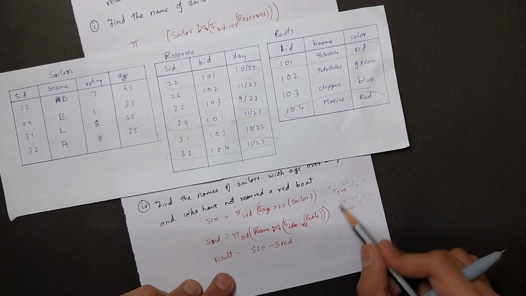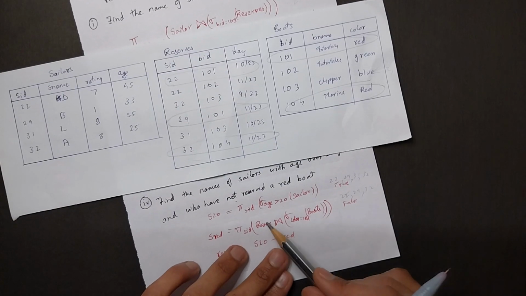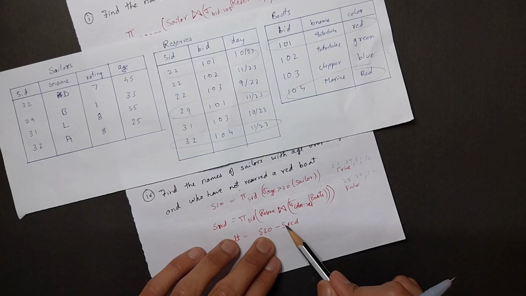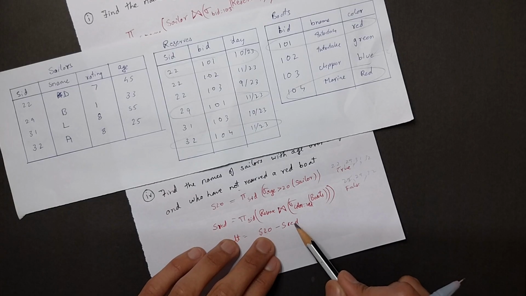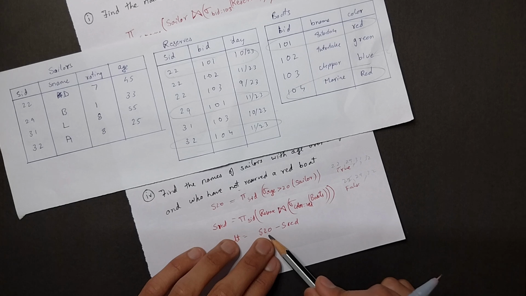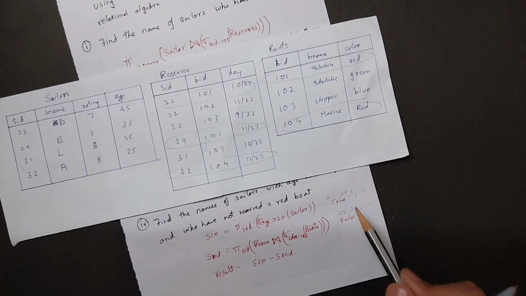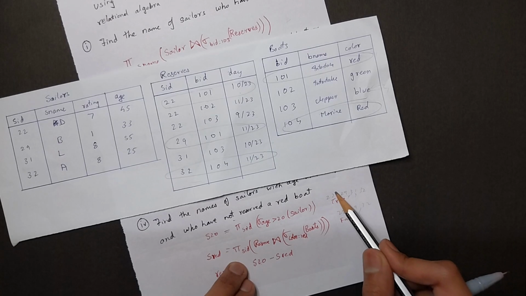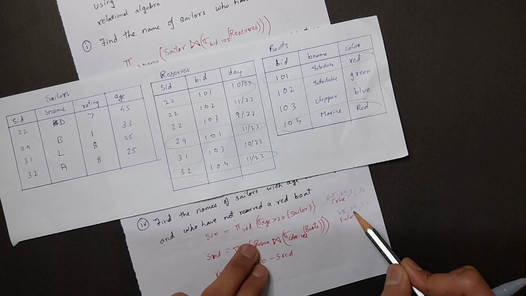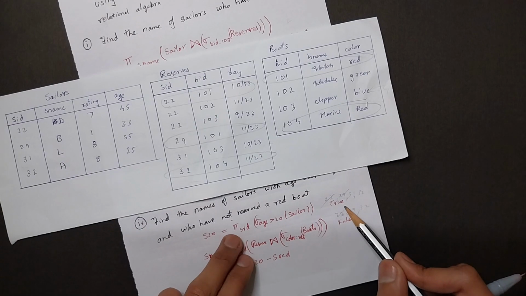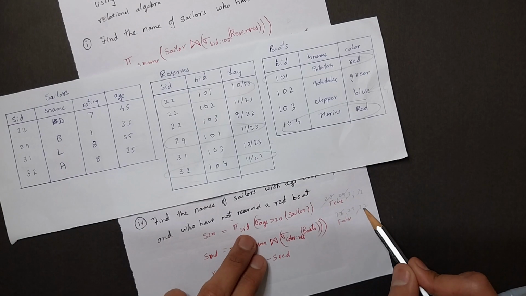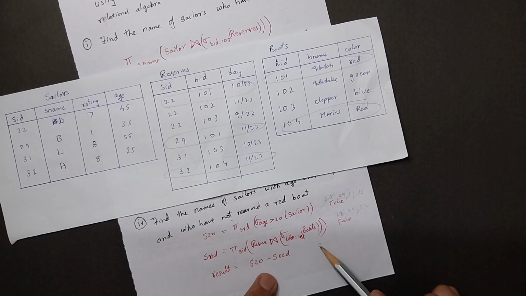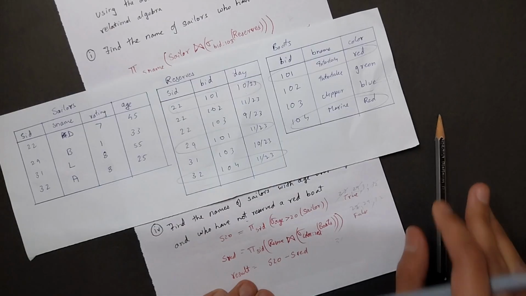So what minus does: every element of S20 will be considered, and if an element is present in S red, it will be removed from S20. 22 is present in S red, right? So remove 22. Then 29 is present, so remove 29 from S20. 32 is present in S red, so remove 32. So only 31 is the sailor ID remaining here.